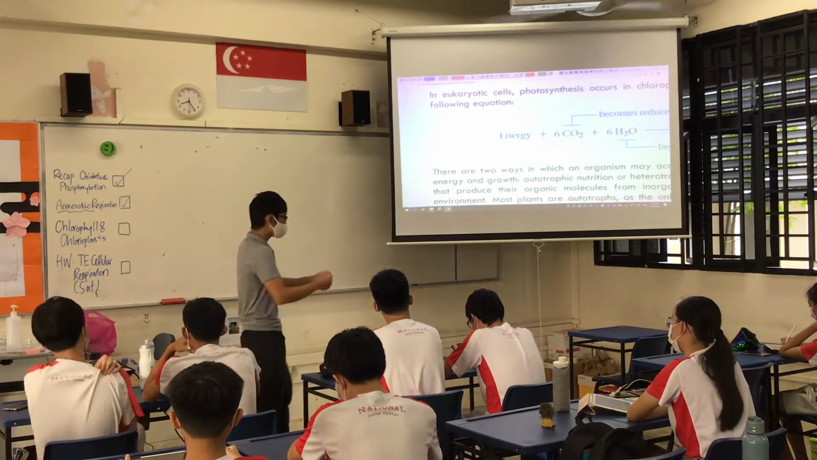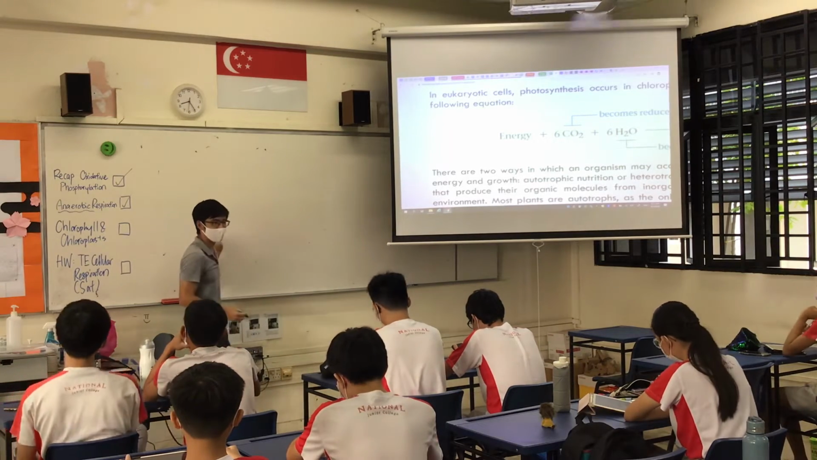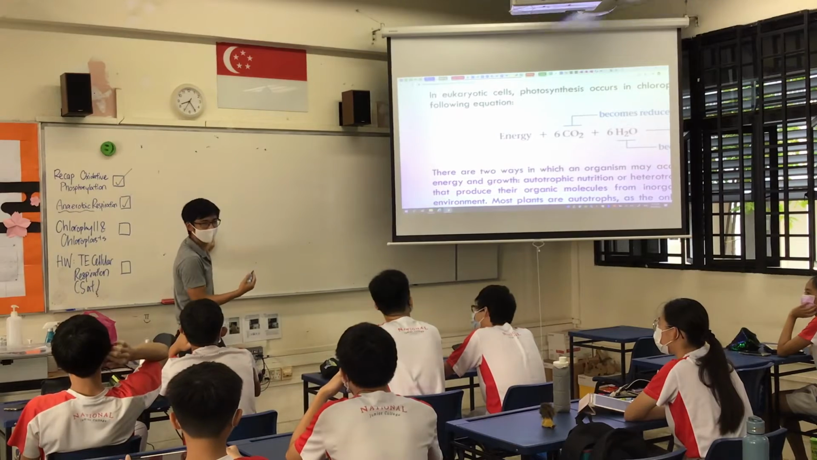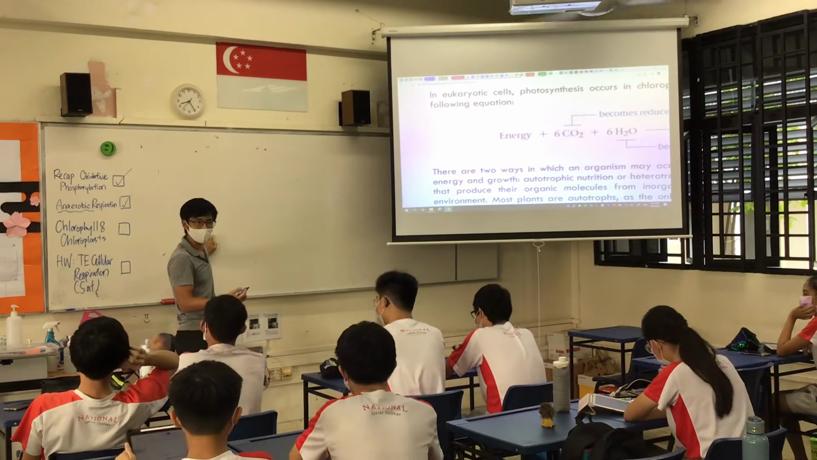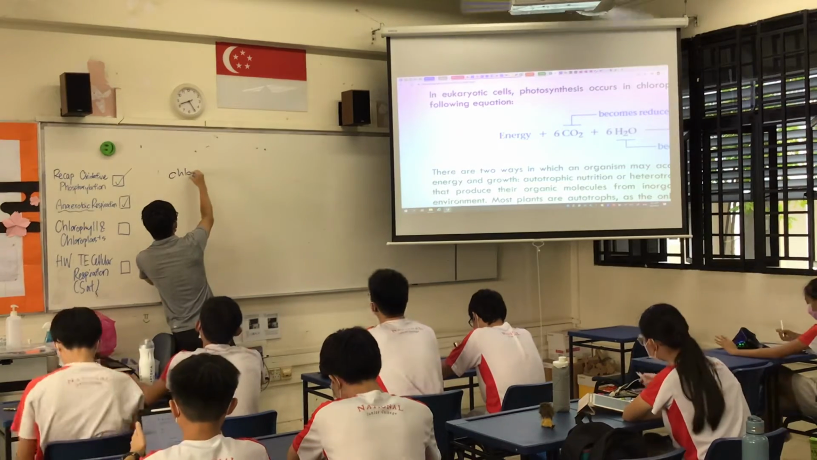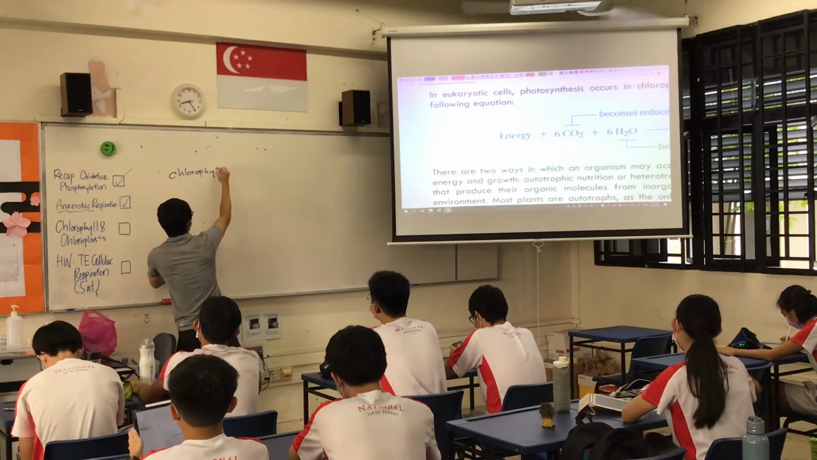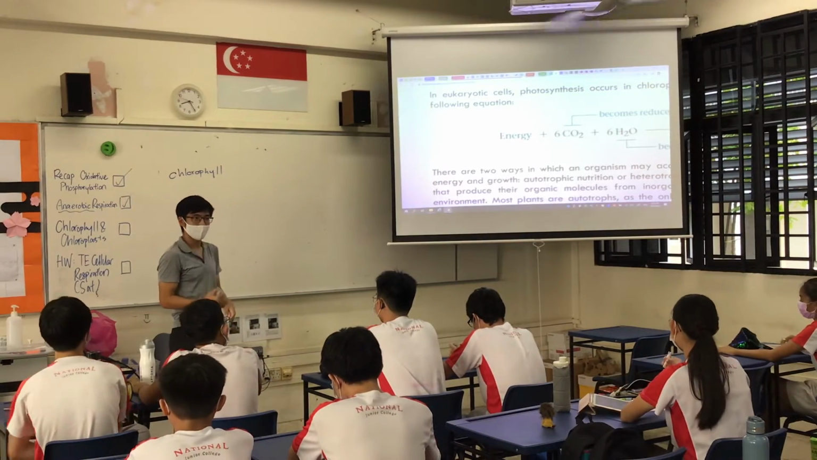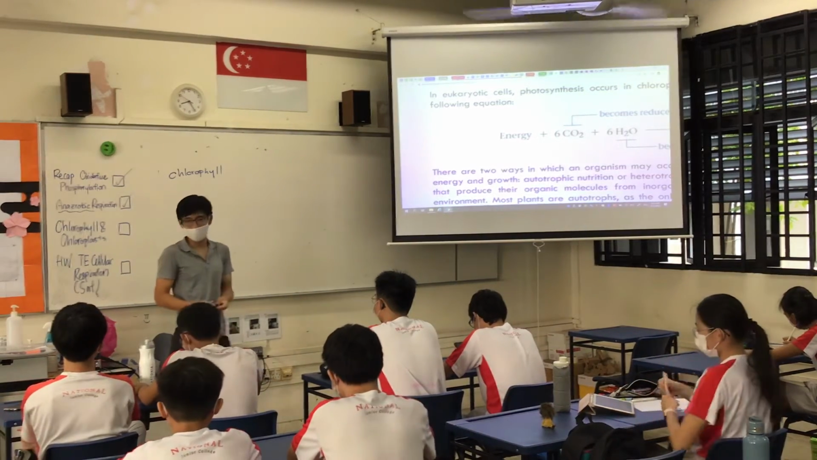And that pigment is, sorry, it was very anticlimactic. And that pigment is, okay, it's chlorophyll. The greenness you see in every single plant, chlorophyll. Chlorophyll is a pigment that allows the plant to trap light energy.